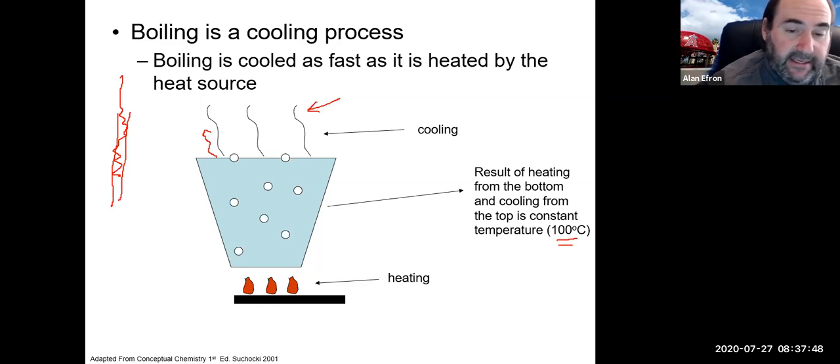And with that idea, as it goes from liquid to gas and gas back to liquid, you eventually hit rates that are equal to each other. And thus it will be able to maintain that temperature of its boiling point of 100 degrees Celsius.